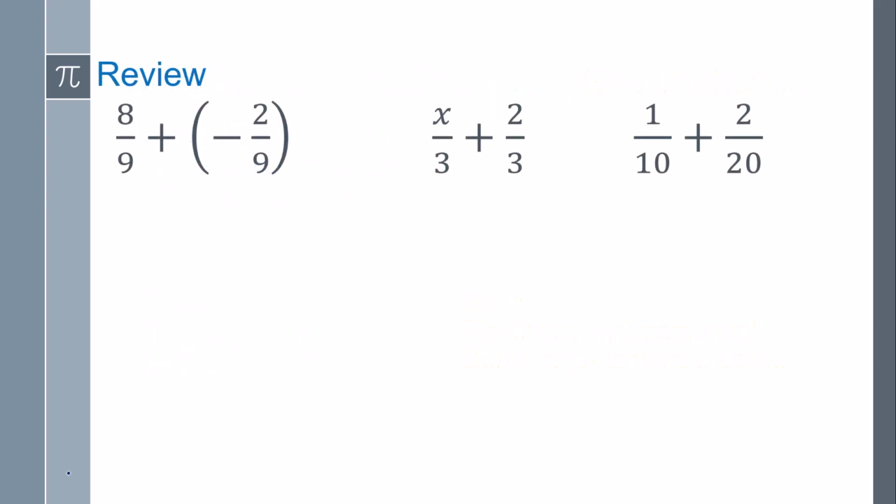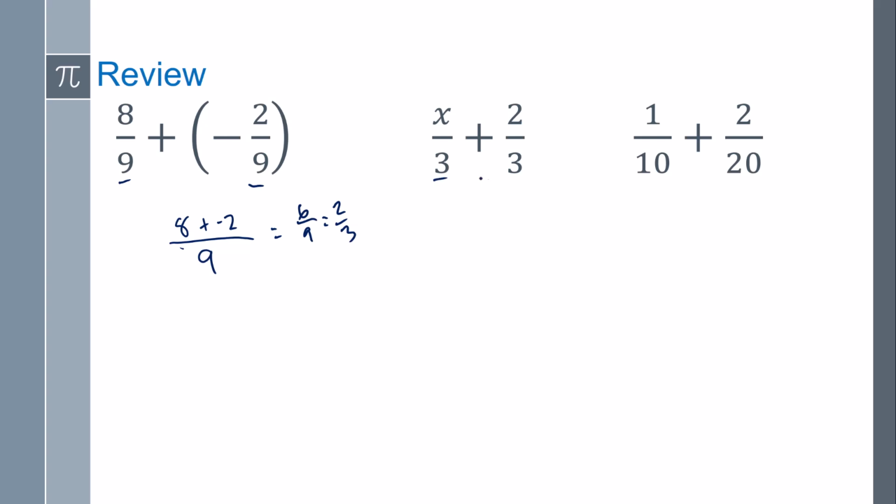When we're adding and subtracting fractions, we need to make sure the denominator is the same. Once it's the same, you can combine it into one fraction: the denominator stays the same, and you add the tops together. So this becomes 6/9, which you can reduce to 2/3.